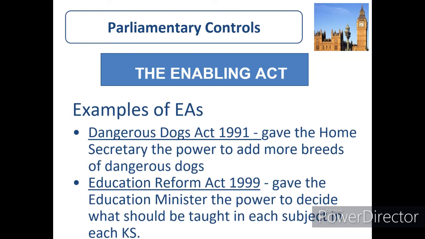We've already used the Education Reform Act of 1988, but another example you could use that we've mentioned in our previous lessons is the Dangerous Dogs Act of 1991. And this act gave the Home Secretary, that's the who, the power to add more breeds of dangerous dogs. So that's the what. We presume the procedure would be to consult with perhaps the police, looking at examples of where dogs may have attacked people, and even possibly the RSPCA.